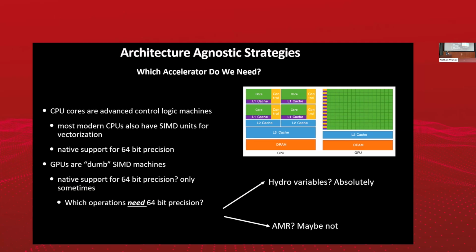So when we're doing calculations, if we want to use as much of the GPU and CPU as possible, we need to think about what operations actually need that precision. In my case, if you're calculating the hydro variables, so density, pressure, velocity, you absolutely need 64-bit precision. But if you want to do something like adaptive mesh refinement, which is a way of estimating how much resolution we need in a given spot on the grid, we might not need the 64-bit precision, because it's a rough way of estimating it anyway.